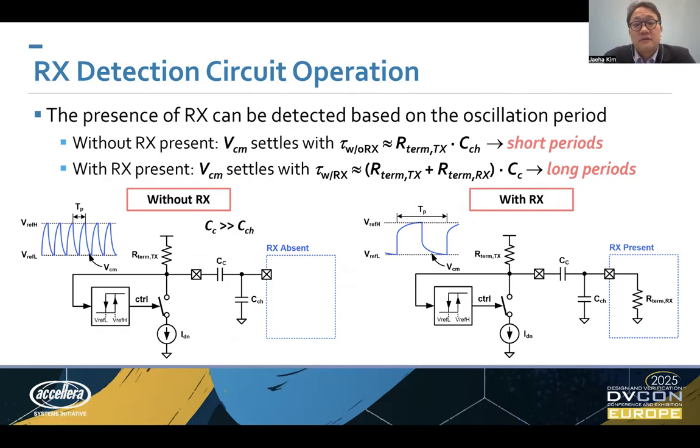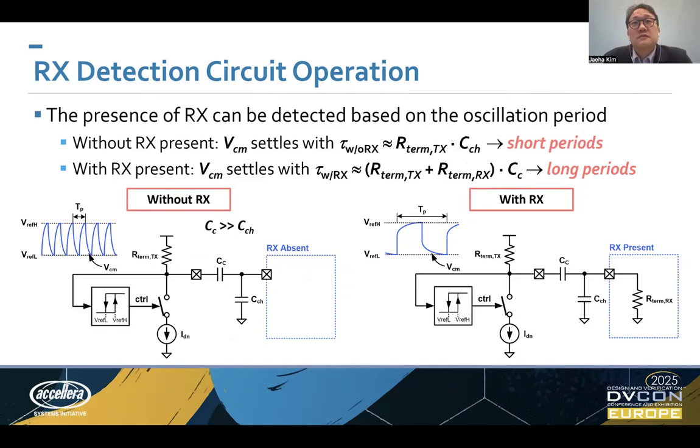And it turns out the presence of the receiver will change the oscillation period of this circuit. The case that I just explained is when we do not have the receiver present. In that case, the output voltage, the transmitter common mode output voltage, the VCM, rises and falls with a time constant set by the termination resistance R times the series combination of CC and CCH. Most of the time, CC is much greater than CCH, so the series combination is limited by the smaller one, CCH. So the resulting time constant is just R times CCH, which is quite short. In other words, the circuit will oscillate with relatively short period.